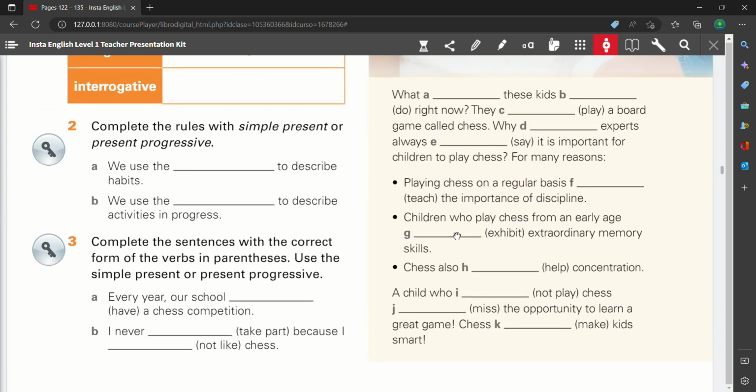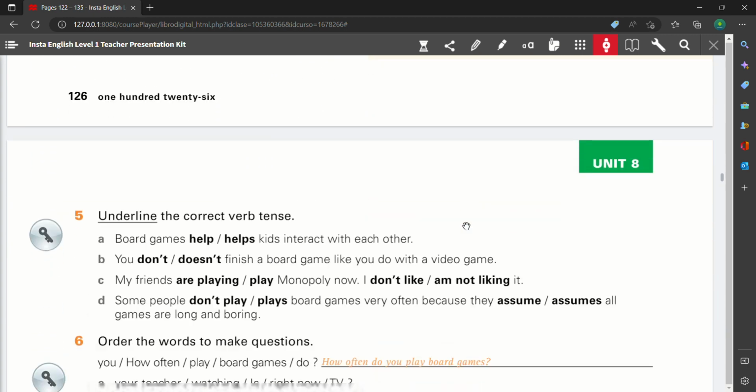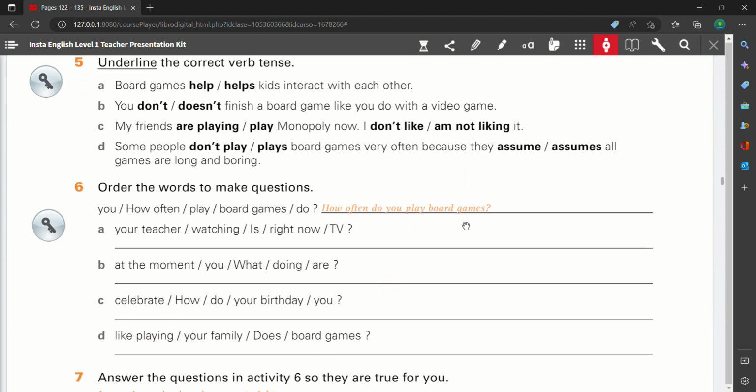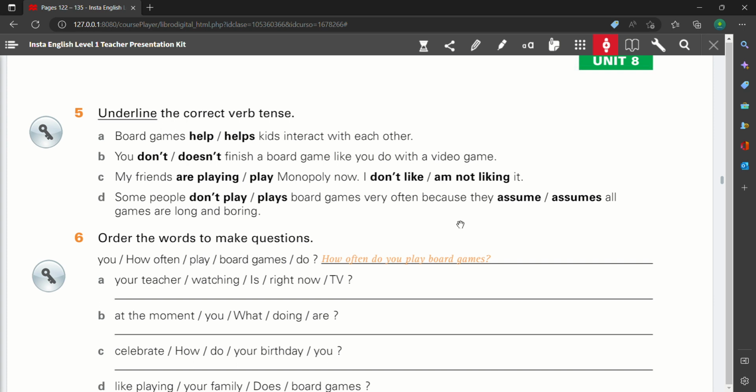In this part, there is another activity where you need to complete using the verb between parentheses. This activity is going to be for you. You can do it in groups and help your friends. In this part, I'm going to help you. It says underline the correct verb tense. Letter A.